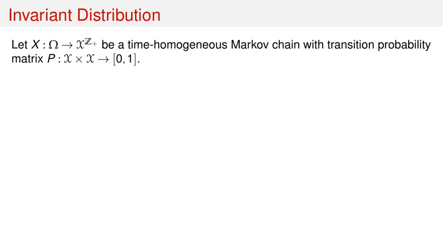Accompanying this chain is a transition probability matrix P, which defines the probabilities of moving from any state in script X to any other state in script X, with these probabilities ranging from 0 to 1.